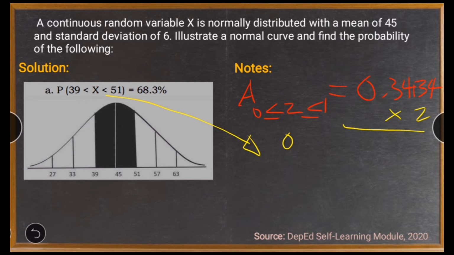So meaning we have 0.4 times 2, we have 8. 2 times 3 is 6. 2 times 1 is 2. 2 times 4 is 8. And then 2 times 3 is 6. We have 0.68268.